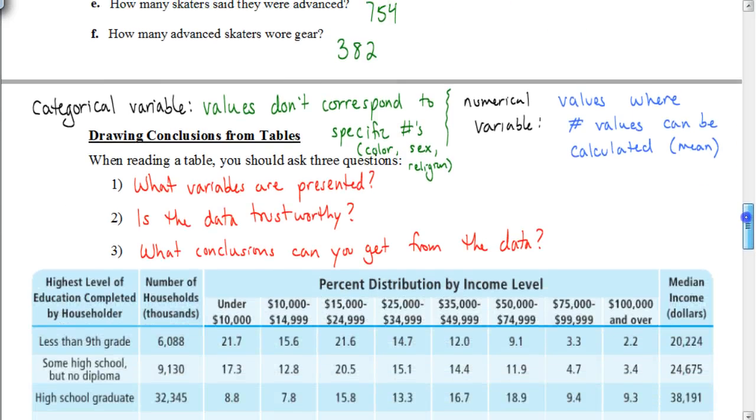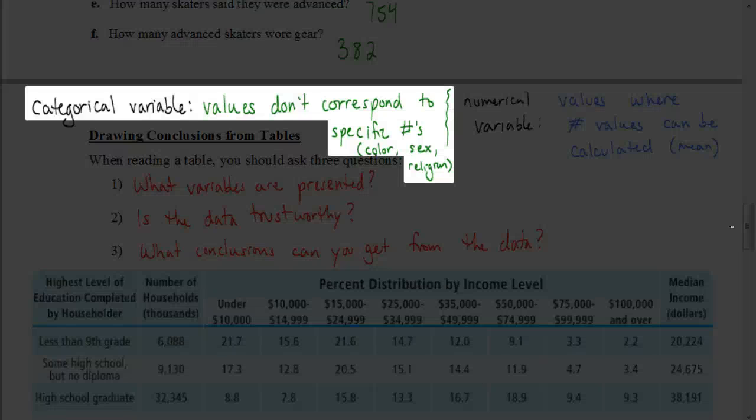Let's look at some other pieces of information. Now, there are different types of variables. There's two different types of variables that are important to know about. There's what's called a categorical variable. These are variables that don't correspond to specific numbers. These would be things like if you're asking a person what their favorite color is.